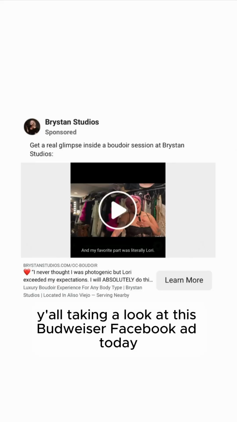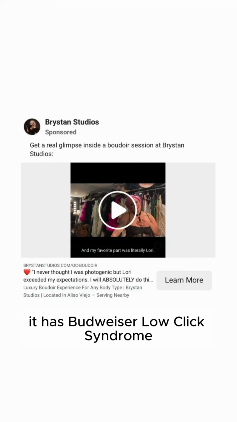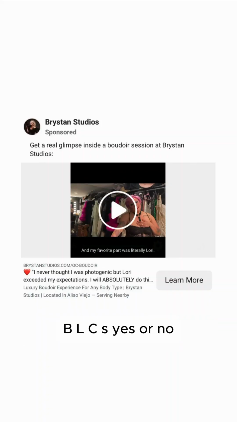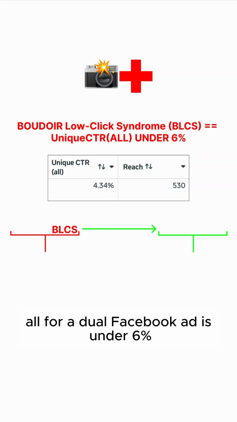All right, y'all. We're taking a look at this Boudoir Facebook ad today. Going to diagnose if we believe it has Boudoir low click syndrome, BLCS, yes or no. So Boudoir low click syndrome is when the unique CTR all for a Boudoir Facebook ad is under 6%.